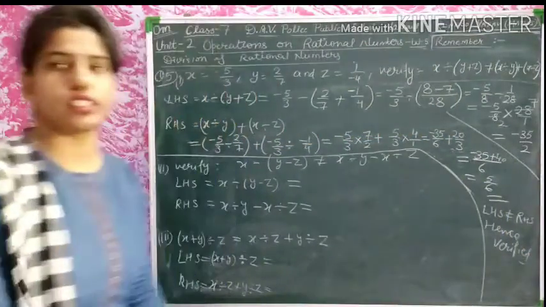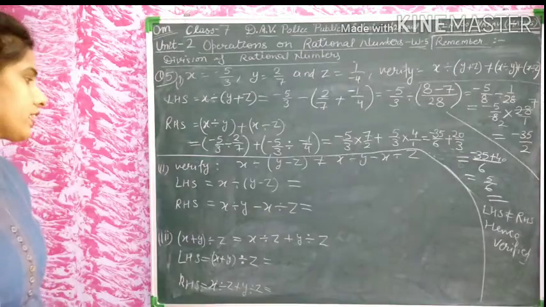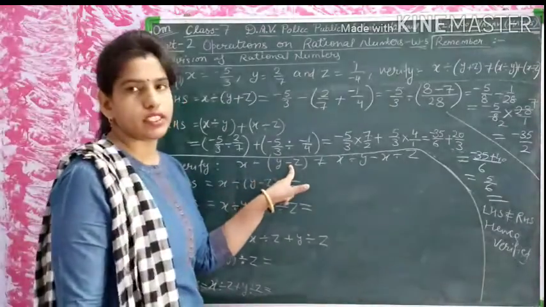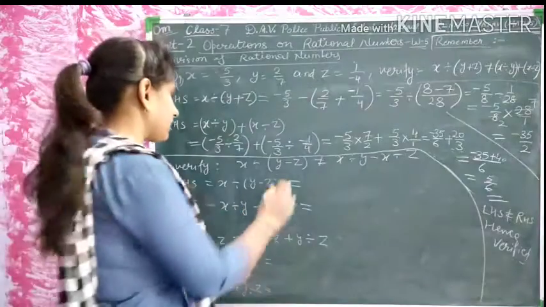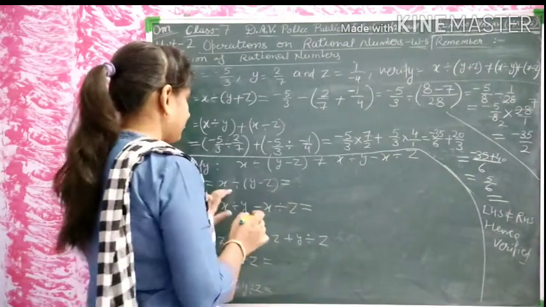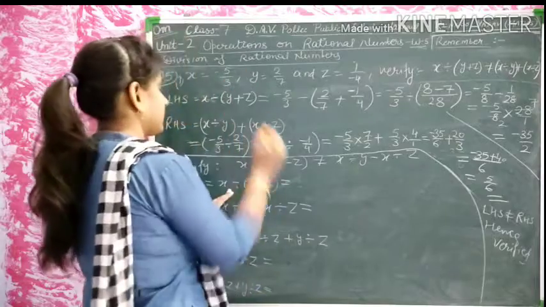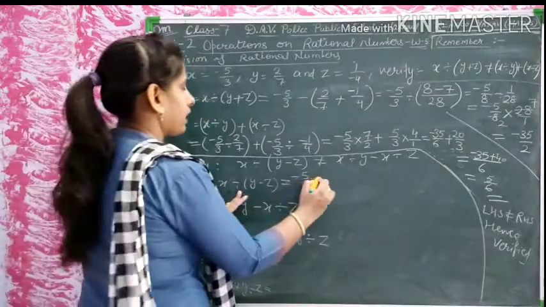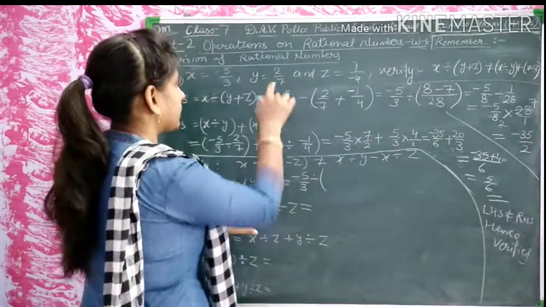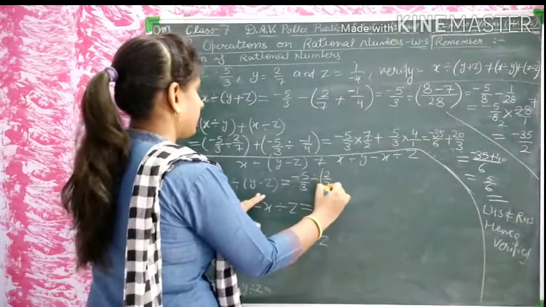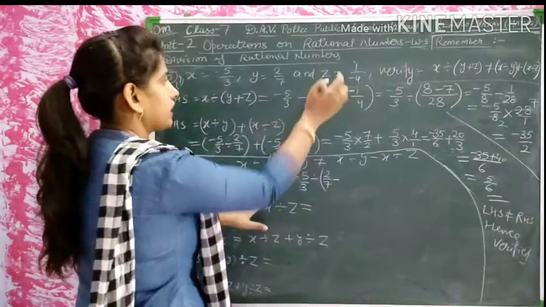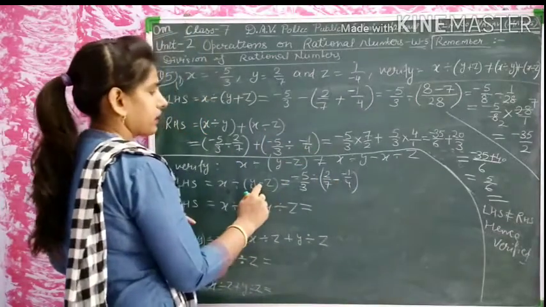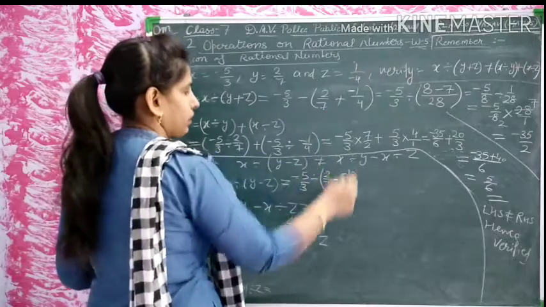Is this clear, students? Now we will go to the next part, and in the next part there is the operation minus here. There is nothing else different. That is x divided by y minus z. What is the x here? Minus 5 by 3 divided by y minus z. What is the y here? 2 by 7 and minus, what is the z here? Minus 1 by 4. There is minus here and z is minus 1 by 4.